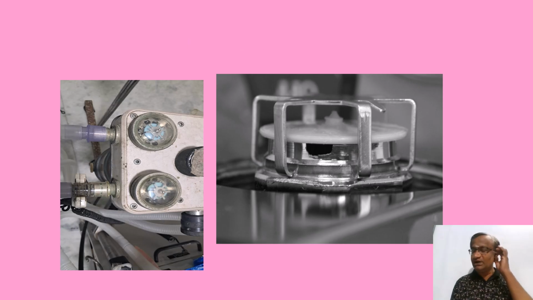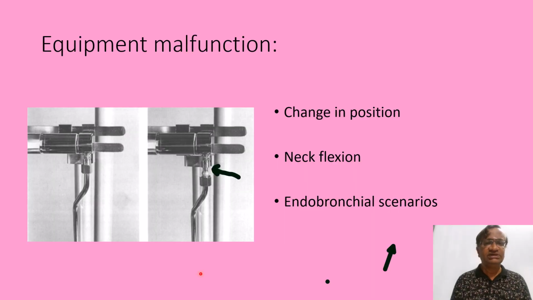See here, everything, the disc is fine. If you go inside, these are the one-way valves. Here the one-way valve looks normal, but if you go down inside, there is a big leak. There may be a change in position, neck flexion, endobronchial secretions. This may contribute. For example, with neck flexion, the tube may go endobronchial. First there may be a decreased EtCO2, and slowly the PaCO2 increases because one lung is ventilated.